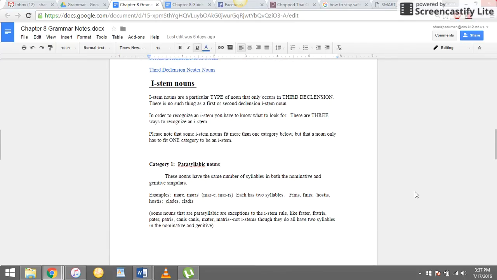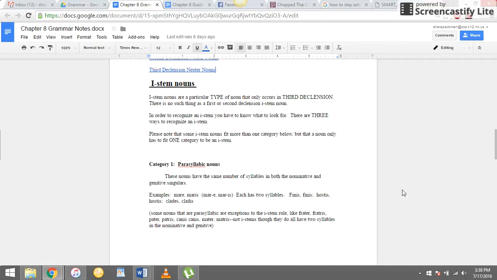So here we go. I-stem nouns only occur in third declension. There's no such thing as a first declension or second declension I-stem noun. In order to recognize an I-stem noun in your vocabulary, you have to know what to look for. There's 3 ways to recognize an I-stem. Some I-stem nouns fit more than one category of these 3 ways. They only have to fit one category to be an I-stem. If they fit 2 or all 3, then they're definitely an I-stem.